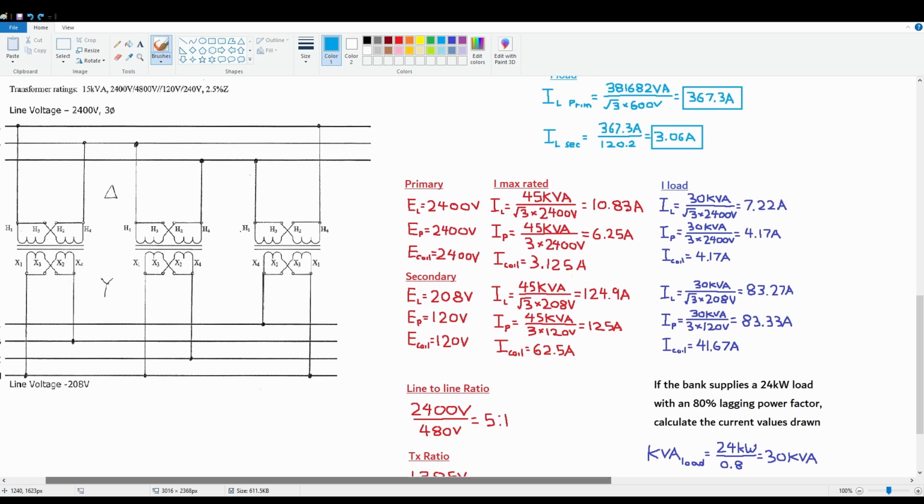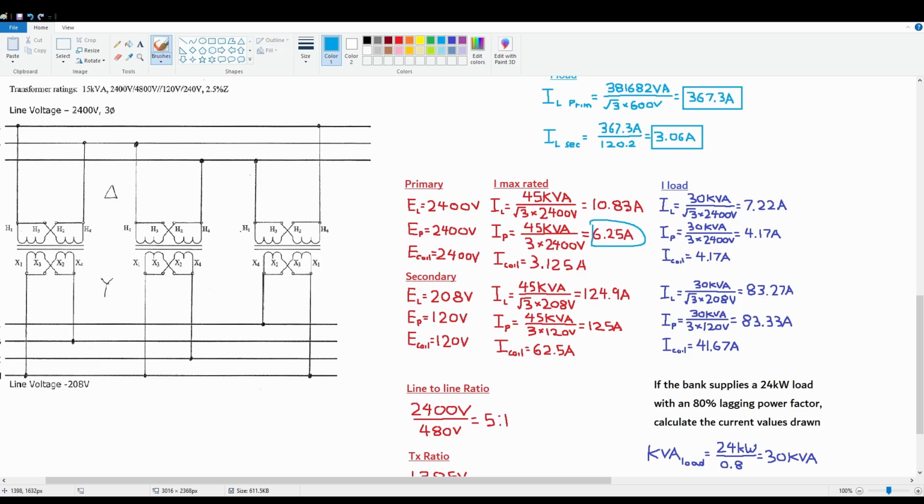Yeah, so we have our current. To find our current, we have to find our transformer kVA for each of them. So these are each 15 kVA, and then we just multiply it by 3 to get the total kVA of the three-phase transformer. And like we did last time, we just do 45 kVA over root 3 times 2400 volts, and we get 10.83 amps. We use root 3 when finding line values, and then go down here, 45 kVA over 3 times 2400 volts. Use 3 when finding phase values.